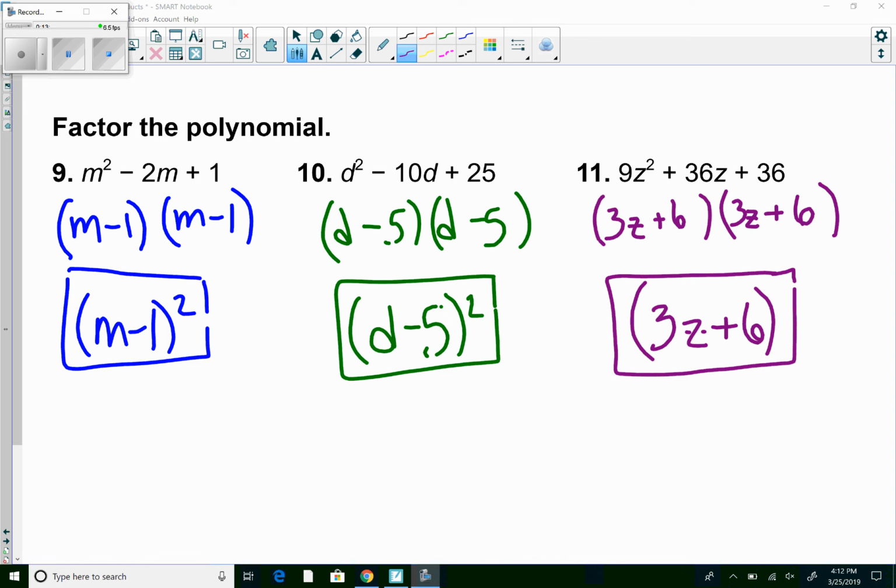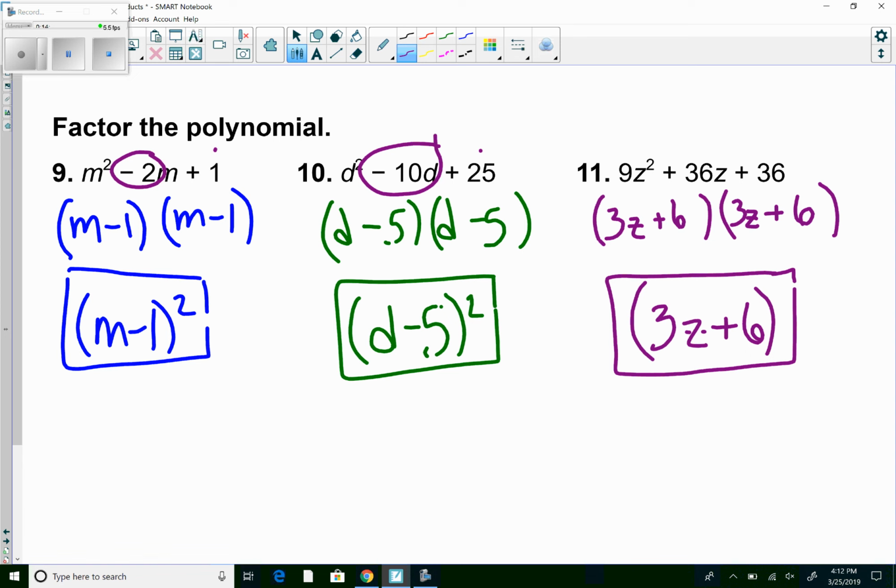All right, ladies and gentlemen, here we are. So for number 9, you should have come up with m minus 1 squared. Again, what are your factors of 1? When you add them together, they will give you negative 2. Well, that's got to be negative 1 and negative 1. For number 10, what are my factors of 25? When I add them together, they will give me negative 10. Okay, again, that's negative 5, negative 5.